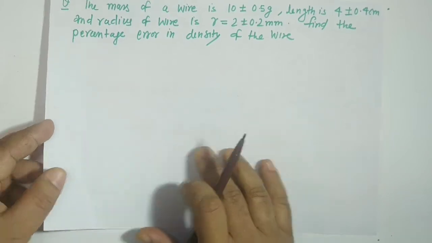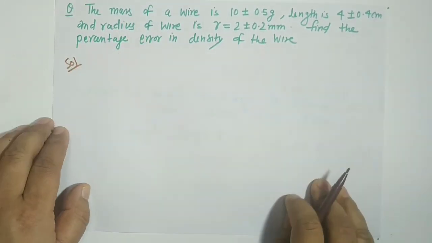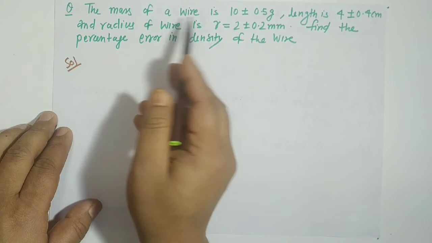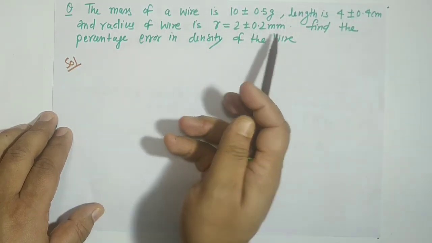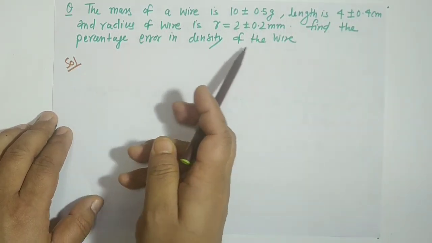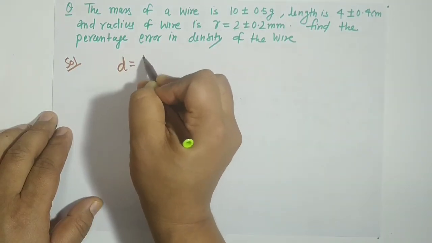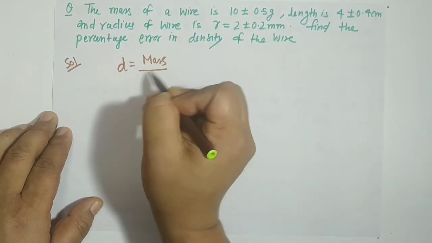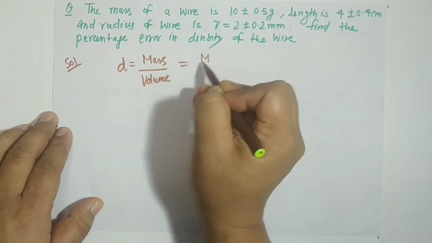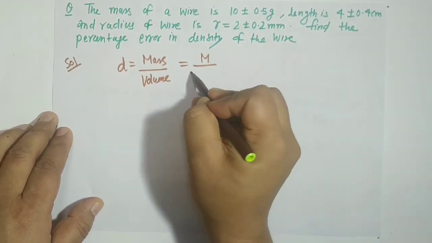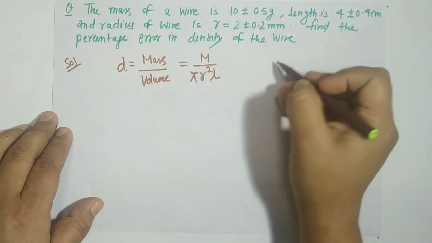And the last question is related with the error. Let's see how we are going to calculate the error. Now there is a question: the mass of the wire is given, length is given, radius is given, and you have to find out the percentage error in the density. Now I think all of you know what is density. Everyone knows, mass per unit volume. And the volume of a wire, which is a type of cylinder, is pi r square L.